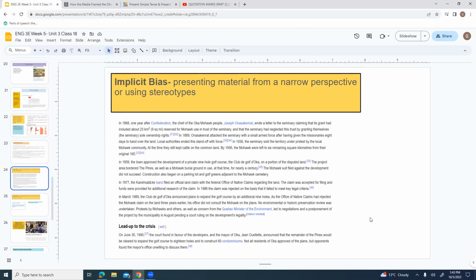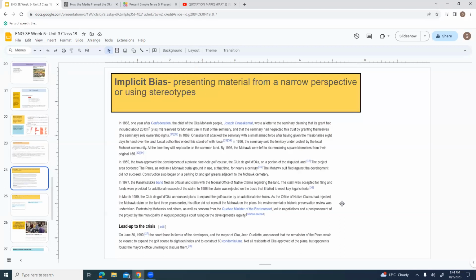In March 1989, the Club de Golf d'Oka, I'm not saying that right, it's French, sorry, announced plans to expand the golf course by an additional 9 holes. As the Office of Native Claims had rejected the Mohawk claim on the land three years earlier, the office did not consult the Mohawk on the plans. No environmental or historic preservation review was undertaken. Protests by Mohawks and others, as well as concern from the Quebec Minister of the Environment, led to negotiation and a postponement of the project by the municipality in August, pending a court ruling on the development's legality.